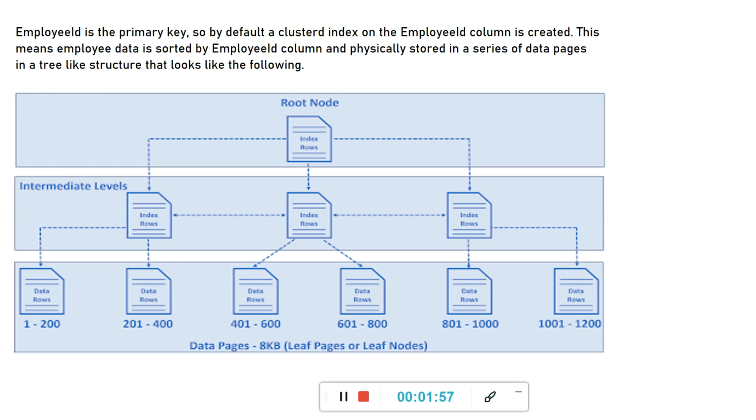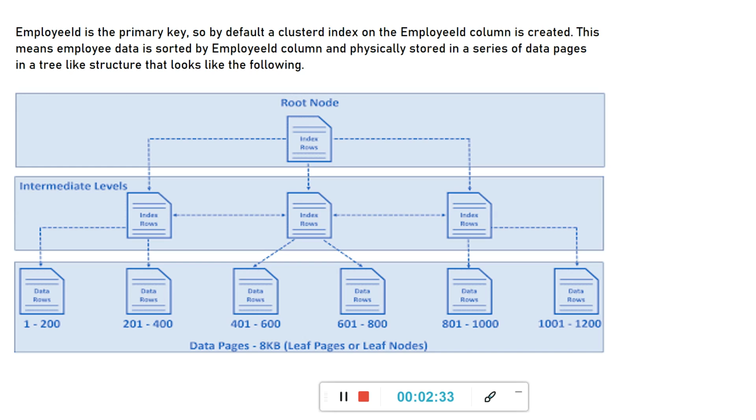This means employee data is sorted by the employee ID column and physically stored in a series of data pages, in a tree-like structure that looks like the following. The database engine automatically creates a tree-like structure based on the number of records in a table. Suppose we take the employee table, in which we have a total of 1200 records. So it creates a tree-like structure.